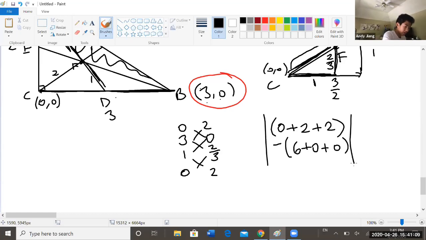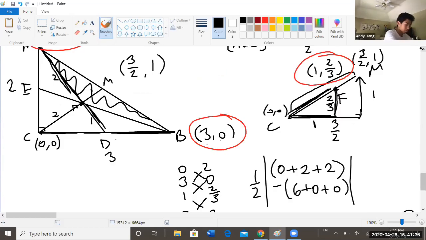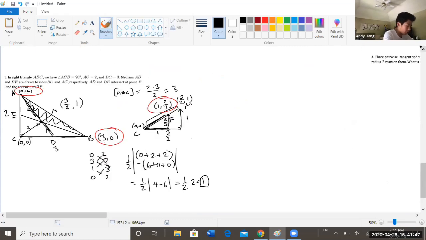And remember that this whole value is halved and absolute valued. So this is 1/2 times the absolute value of 4 minus 6, which is 1/2 times 2, which is 1. So 1 is our final answer. But it would have been much faster to just do it the normal way. So I'll zoom out and then go back to that.